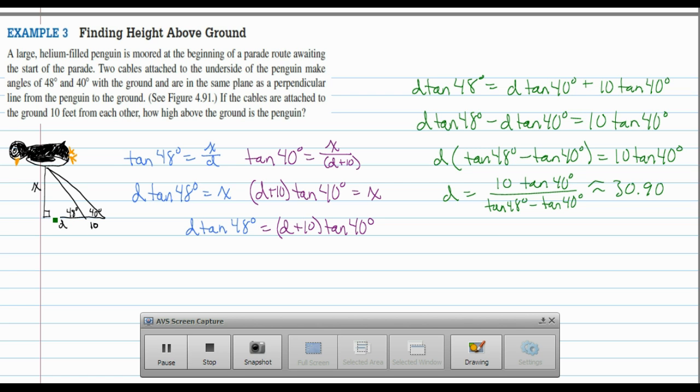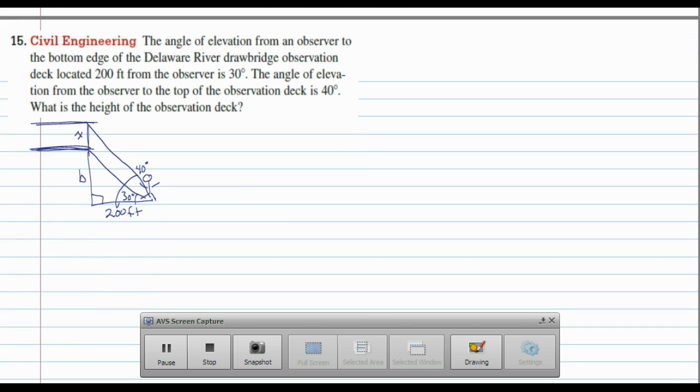So I'm going to save that value in my calculator and use that in the easier formula over here, where I can just plug in d and multiply times tangent of 48. Actually, so I'm plugging in 30.90 times the tangent of 48 degrees, and I will get what x is. So using this exact value from my calculator and multiplying by the tangent of 48 degrees, I get that x is about 34.32 feet. So that's how tall the balloon is in the parade.